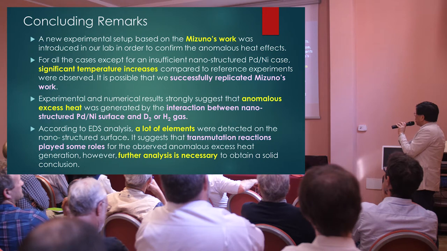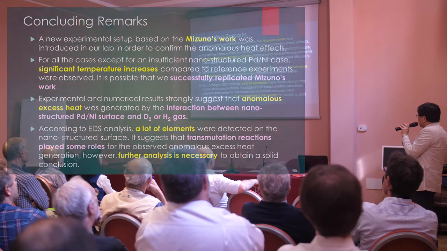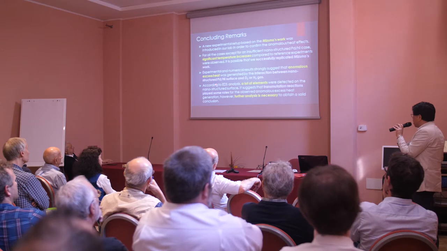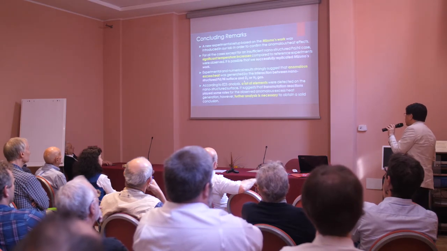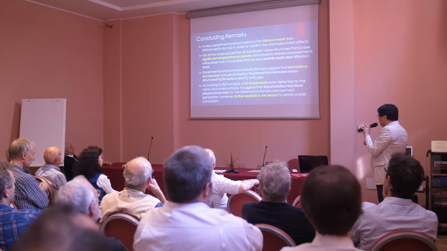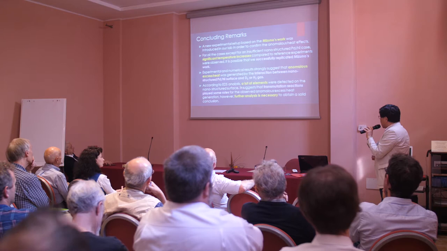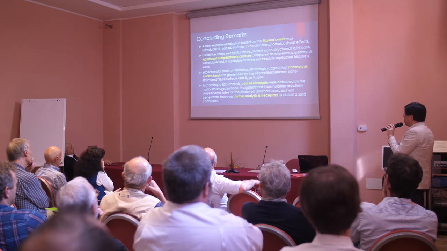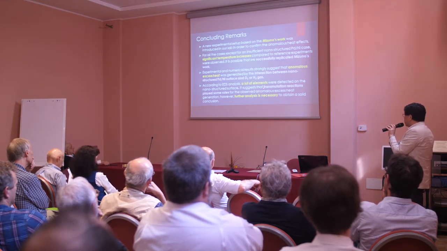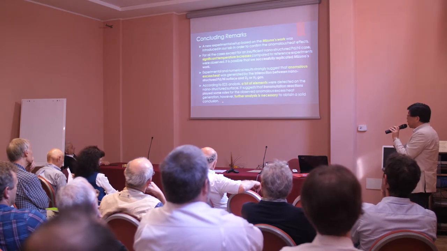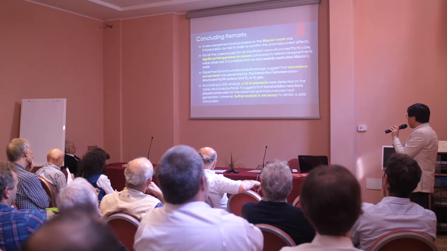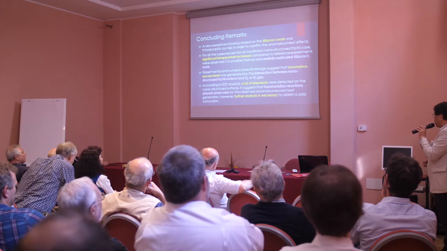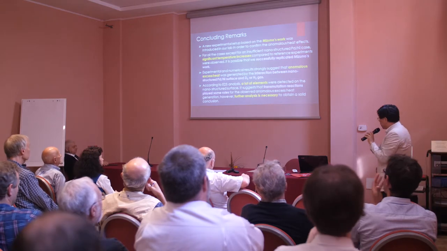And experimental and numerical results strongly suggest that the anomalous excess heat was generated by the interaction between the nanostructure palladium and nickel surface and D2 or DH2 gas. According to the EDS analysis, a lot of elements were detected on the nanostructure surface. It suggests that transmutation reactions played some roles for the observed anomalous excess heat generation. However, further analysis is necessary to obtain a solid conclusion. Thank you for your attention.